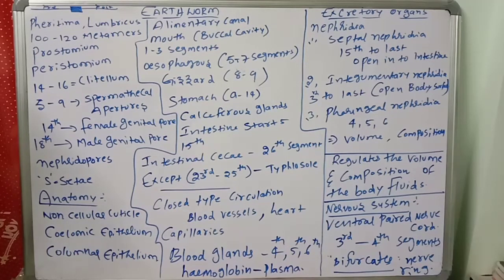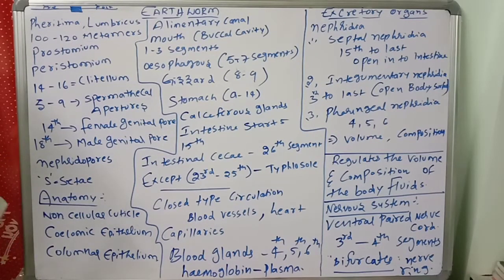So minute pores and nephridia open to the surface of the body. In each body segment except the first, last, and clitellar region, there will be S-shaped setae embedded in the epidermal pits.